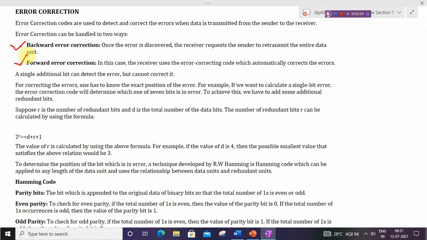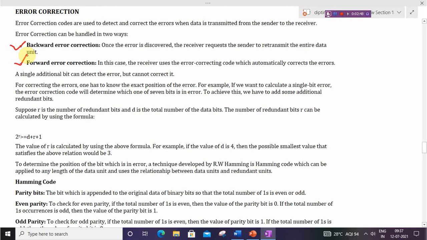To detect the error, we can use a single bit. A single additional bit can detect the error, but a single additional bit cannot correct it. For correcting the error, one has to know the exact position of the error. Means to correct the error, we have to know in which position the error occurred.